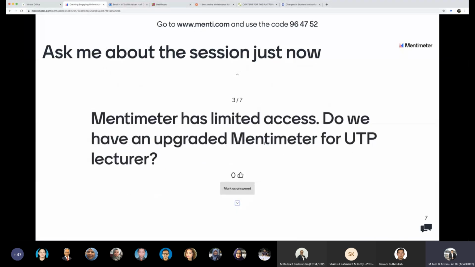Mentimeter has limited access. Do we have an upgraded Mentimeter for UTP lecturers? I think again this one I pass back to Sital. I think Reza may want to take this into consideration, so that maybe we can have a license. I'm not sure whether we can have an institution license for this. It's possible actually.